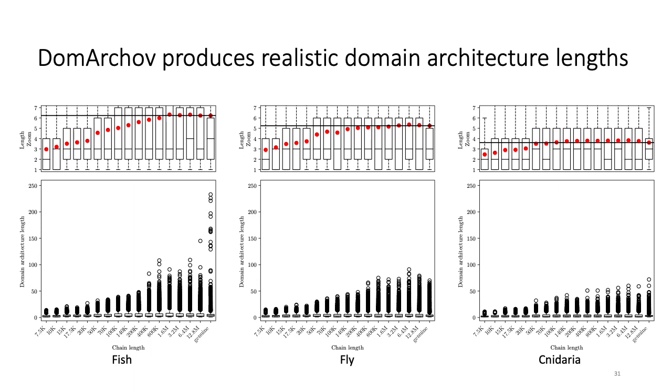We see similar behavior in the other 3 datasets. Like primates, fish have a small number of very long domain architectures that substantially exceed the lengths of the longest simulated domain architectures. These outliers are not seen in the two invertebrate datasets. We also see faster convergence to the mean domain architecture length in the invertebrate datasets.